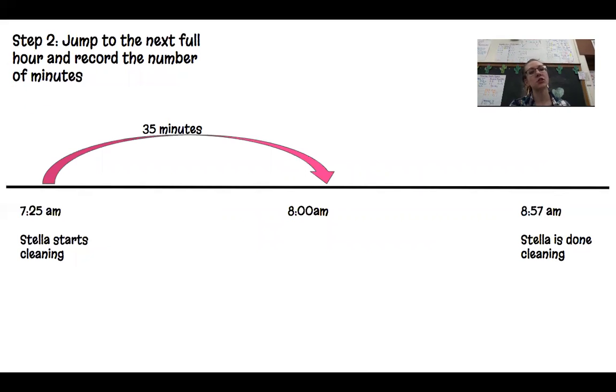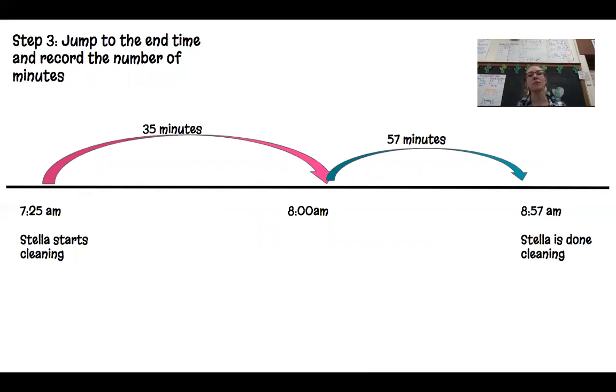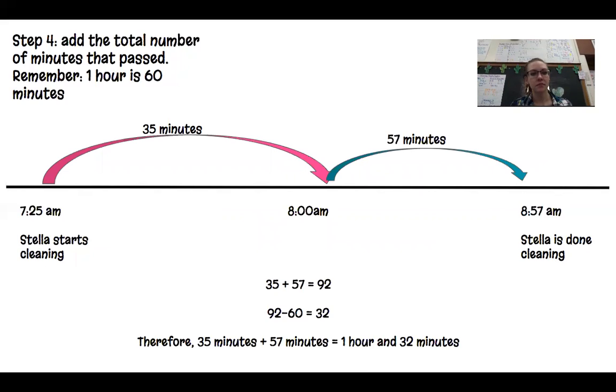So the first thing we do is we jump to the next full hour. Kids could jump realistically wherever they wanted in between this time, but getting to the next full hour is usually easier. And when we think about our addition and subtraction strategies that we've practiced, using a friendly number, which would be 8 o'clock in this case, is generally best. So we make our first jump and record the time, then our second.